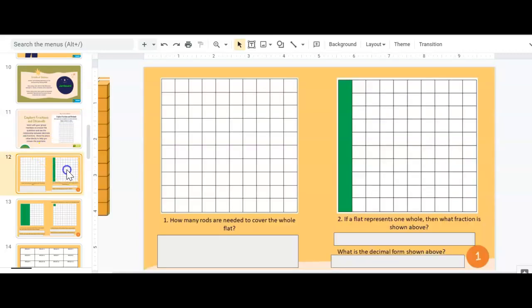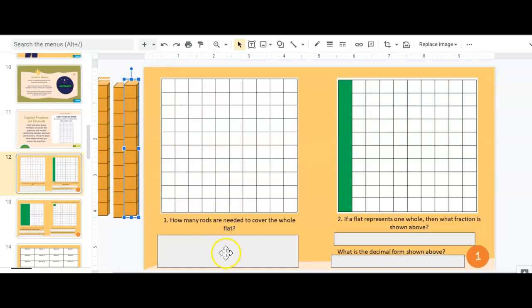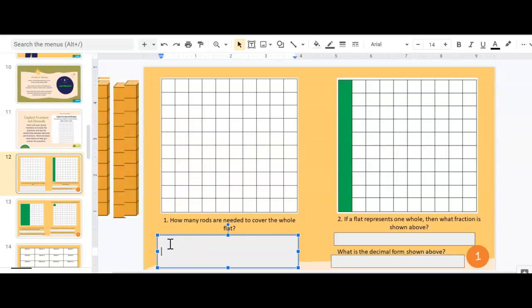So let's go to our next slide. Here's that same question. How many rods are needed to cover the whole flat? We've already talked about this. You're just going to drag and drop on our screen here to show. I've dropped 1 rod over. You're going to have to count how many it takes to cover it up. We've already discussed that, so I want you to work on that. Then you're going to answer the question down here. You can cover the flat with rods, and then you're going to count them. And you're just going to answer the question down here. Just type in your answer.